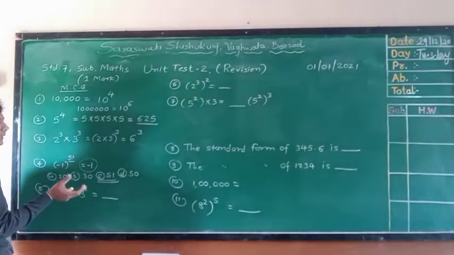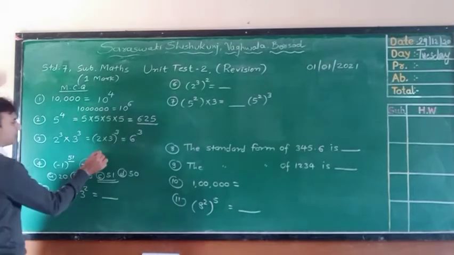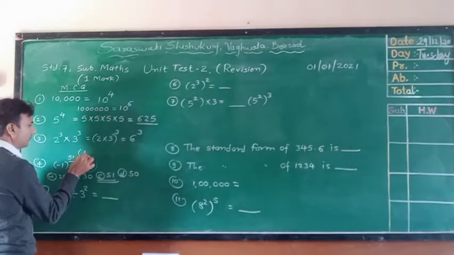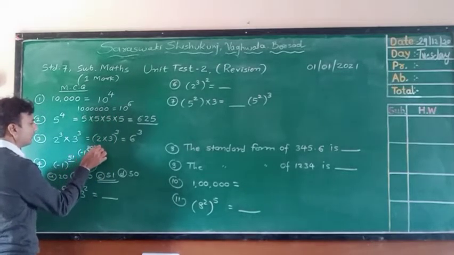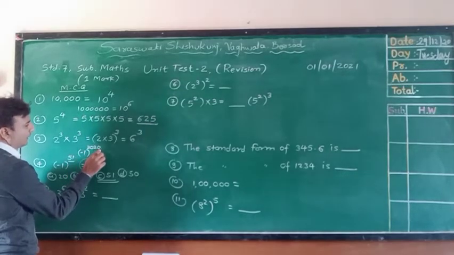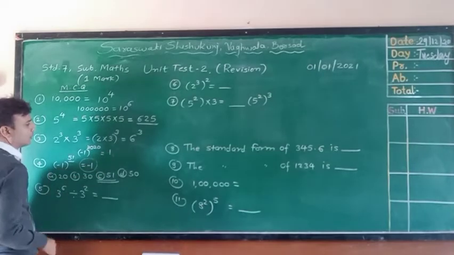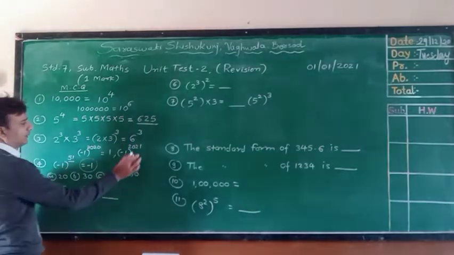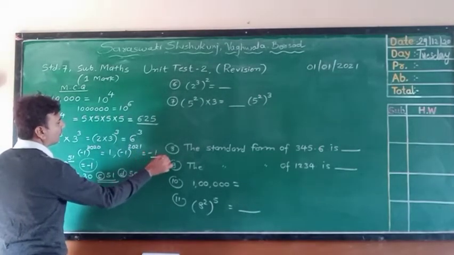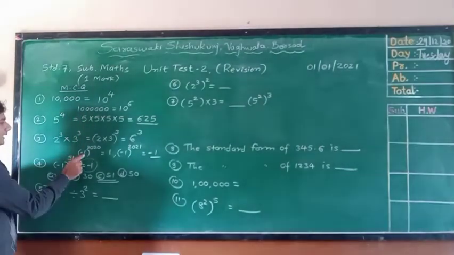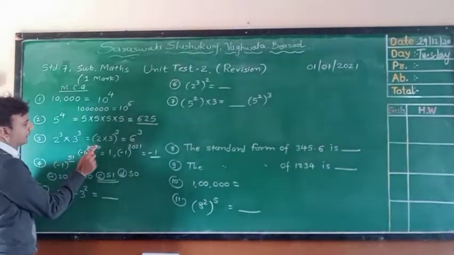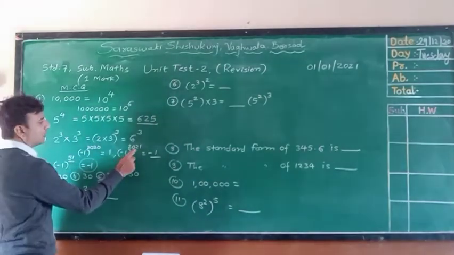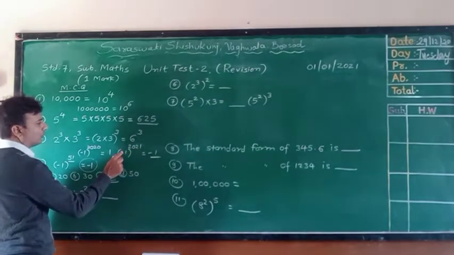And minus 1 to the power 51. Okay, students, minus 1 raised to 2020. This 2020 is an even number, so the answer will come positive. But now minus 1 raised to 2021. This is an odd number, so our answer will come minus 1. Clear? Minus 1 raised to 2020 means an even number power, so the minus sign is removed from the answer. But in 2021, 21 is an odd number, so we have to put a minus sign in the answer.